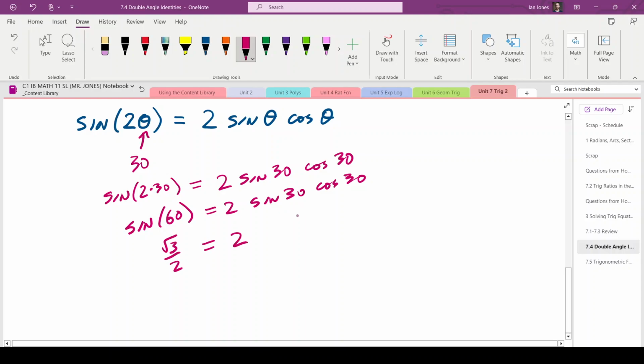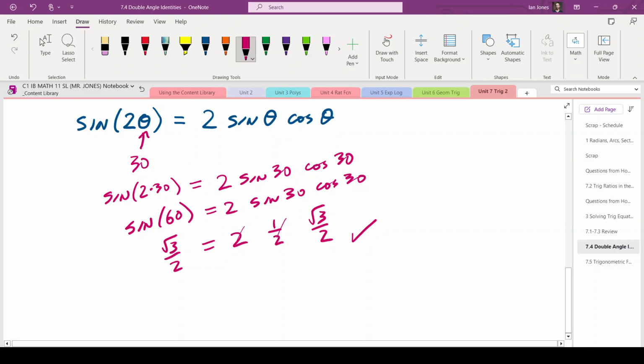What's sine of 30? Well, it's a half. And what's cosine of 30? It's root 3 over 2. That's also a special angle. And so then these cancel, and you can see, in fact, that we do have a true statement. Root 3 over 2 does equal root 3 over 2. So when we substitute for 30, it certainly works, and it will work no matter what angle you put in.